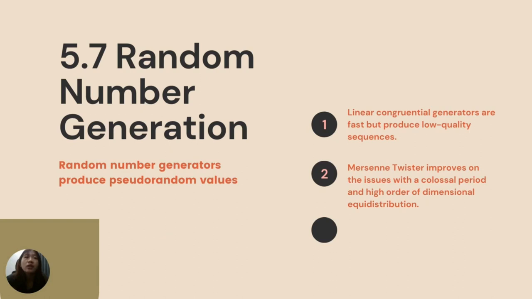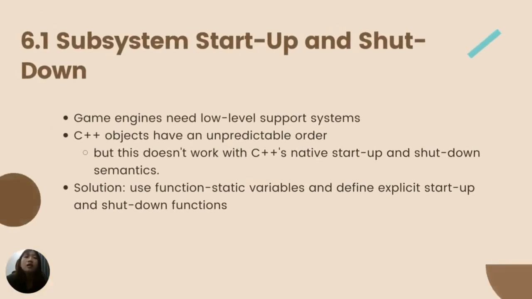For the random number generator, you can produce pseudo random values. The linear congruential generators are fast, however they produce low quality sequences. The Mersenne Twister improves the issues of the short period and high-order dimension equidistribution. However, it was also found that XOR shift 99 and Mother of All generators are simple and faster compared to the Mersenne Twister. Topic 6 involves the subsystems and startup and shutdown.